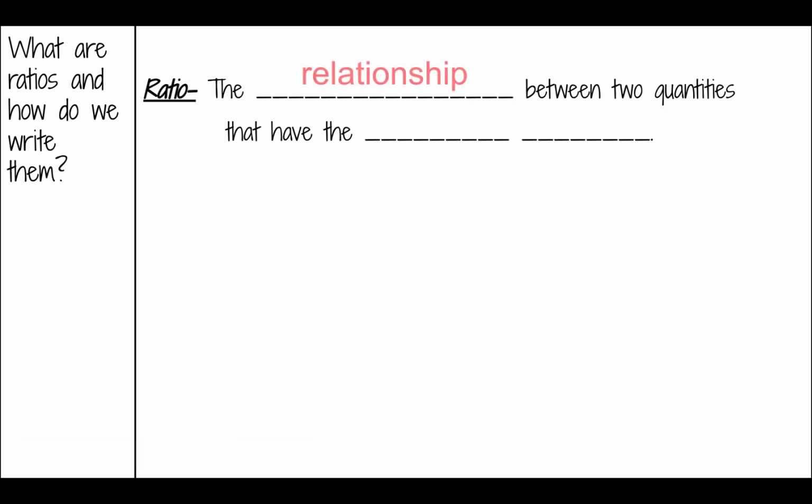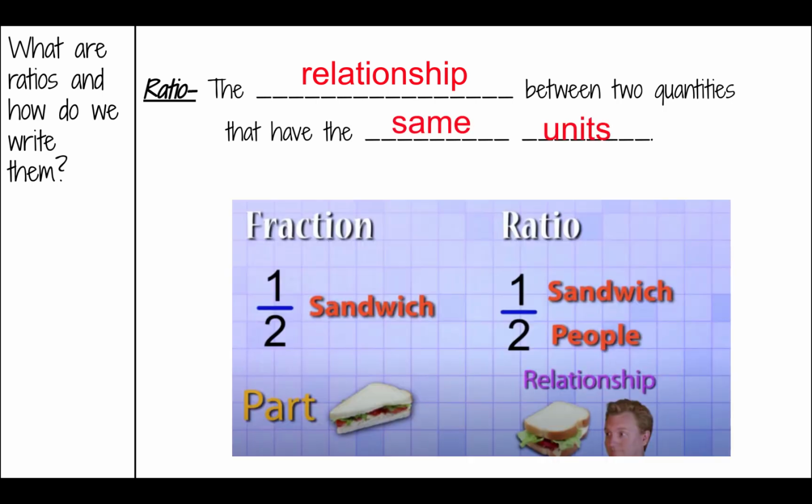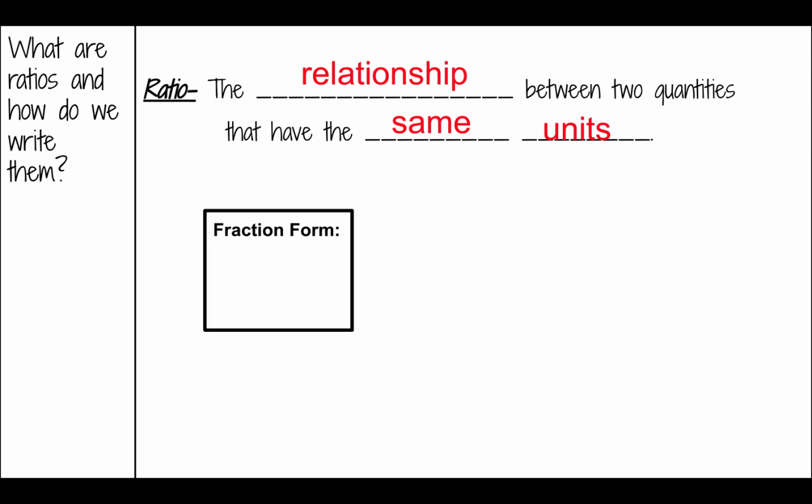Let's go ahead and write a definition for ratio in our notes. A ratio is the relationship, like Mr. Math Antics talked about, between 2 quantities that have the same units. Ratios and fractions are similar, yet they're different. So we can show ratios in 3 different ways. Find the fraction form box in your notes and let's just write an example of what that would look like. We're going to use variables.